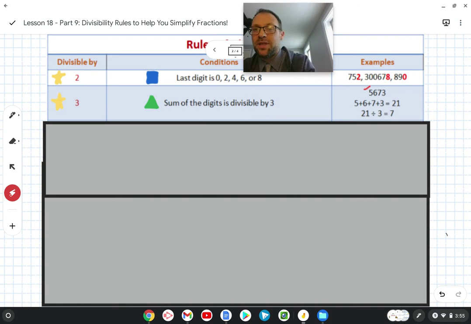So for example, let's take a look at this example over here on the right, 5,673. Let's add up all the digits in that number. So we're going to add up the 5 right here. We're going to add up the 6.